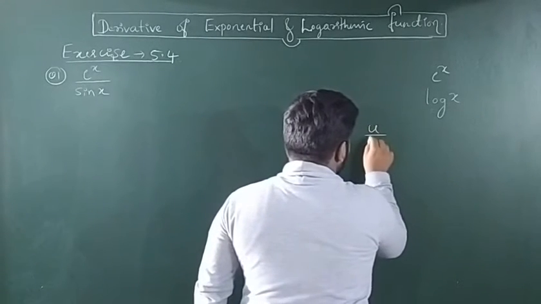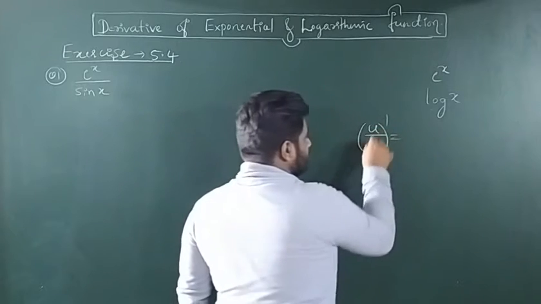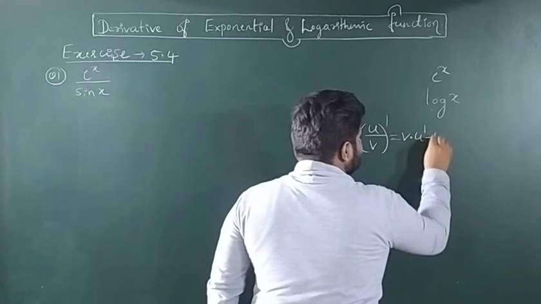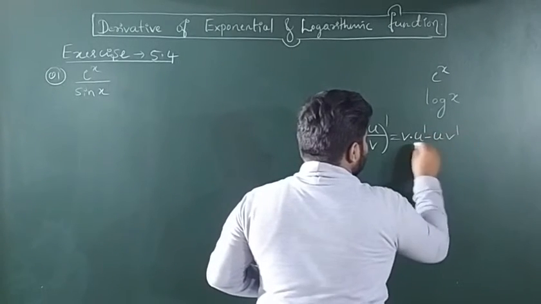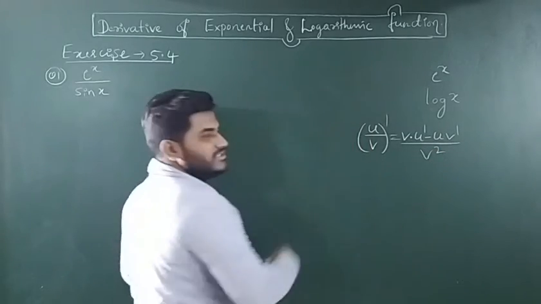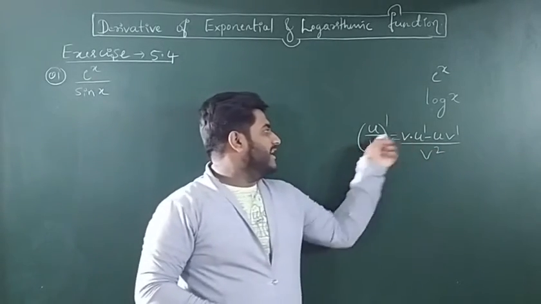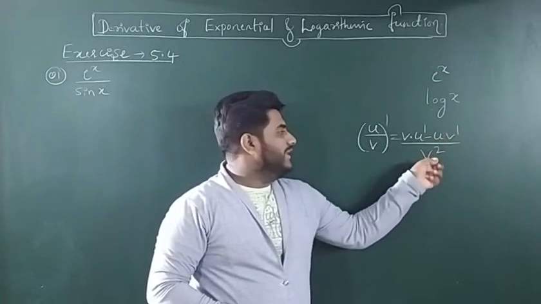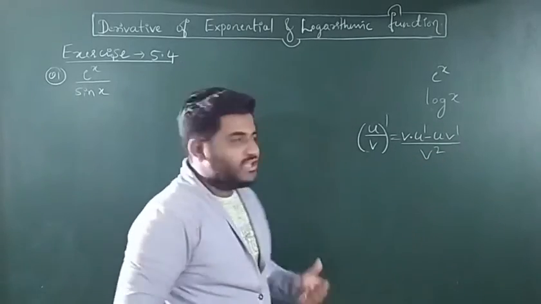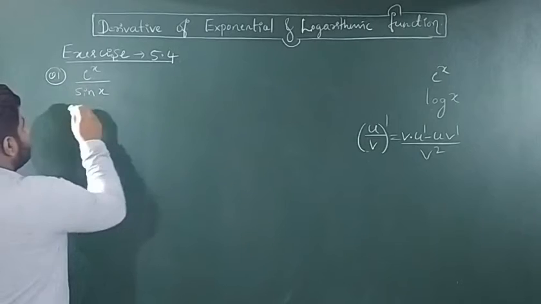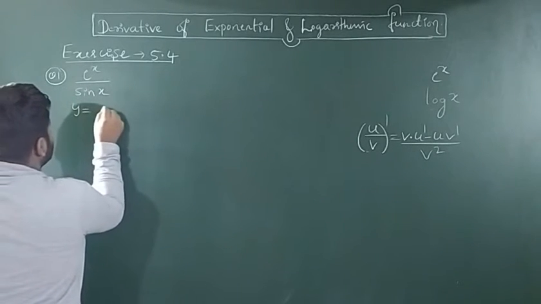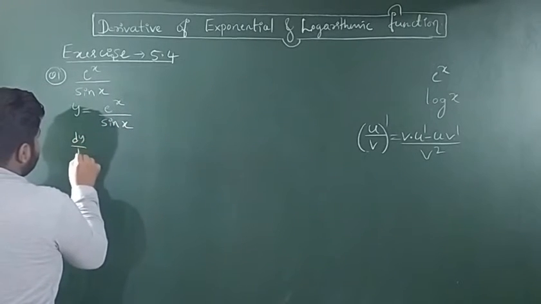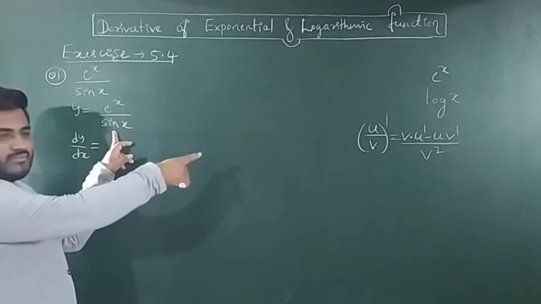The quotient rule tells about u by v whole dash, nothing but differentiation of two functions with a division. Denominator as it is, d by dx of numerator, minus numerator as it is, d by dx of denominator, divided by denominator square. So this is the formula, and we have to apply the same formula. First write the given function as y equal to e raised to x divided by sin x. Now differentiate: dy by dx equal to, so what is the formula there?